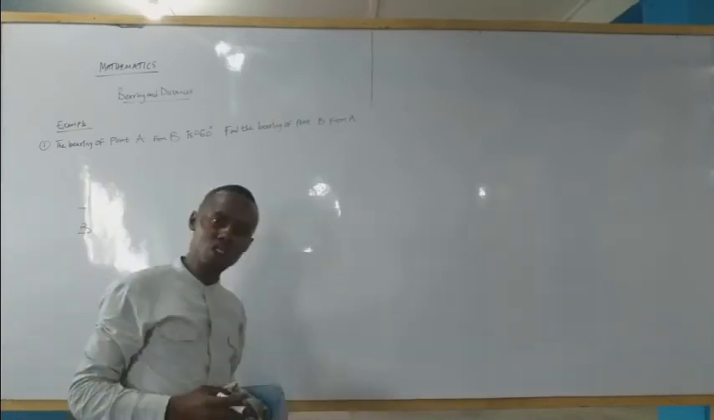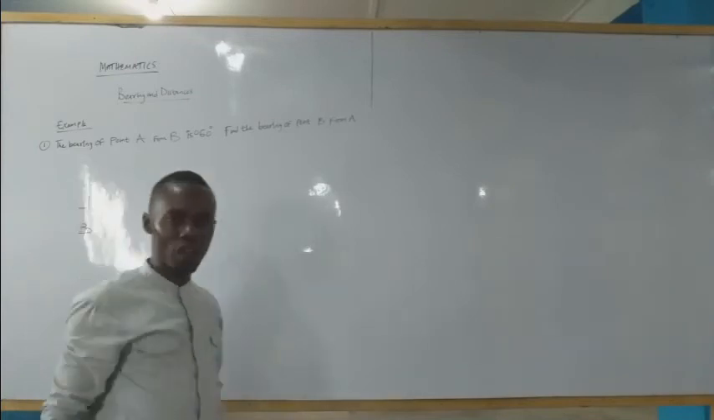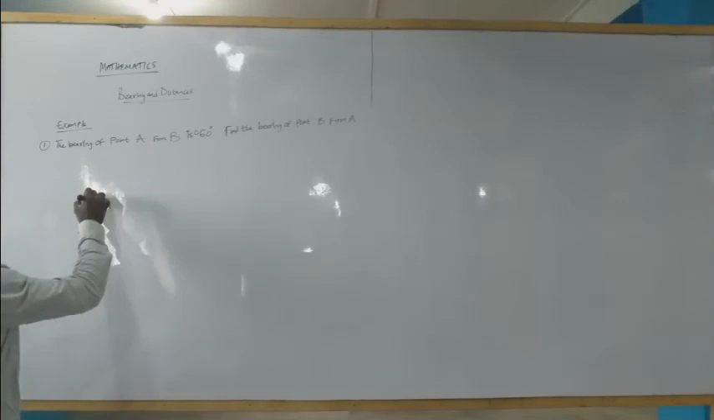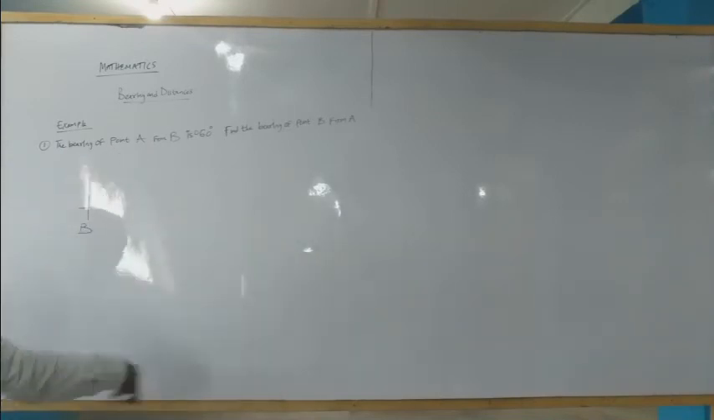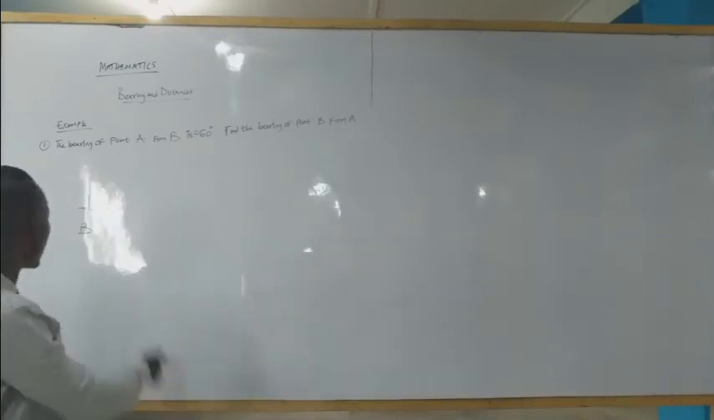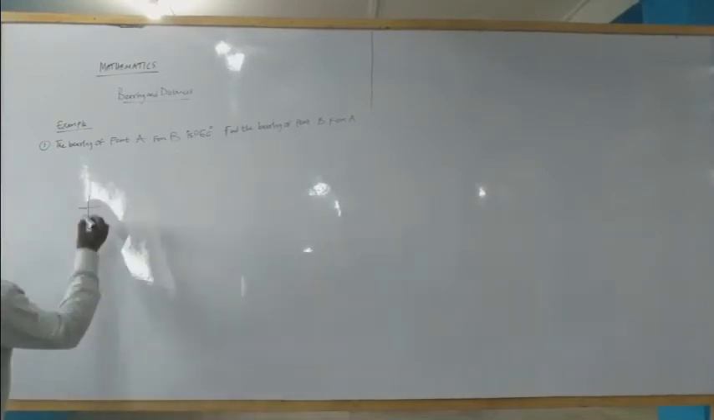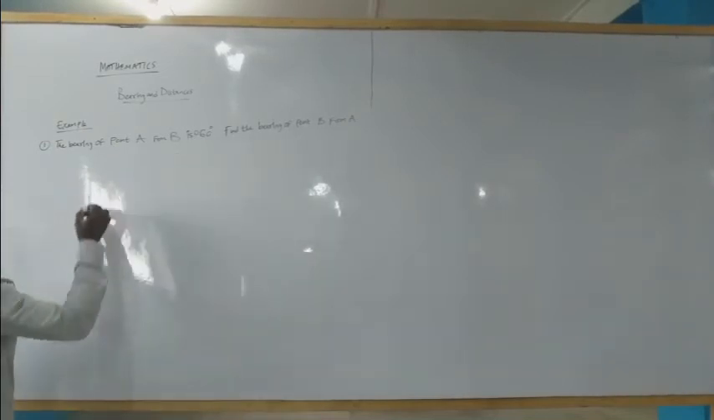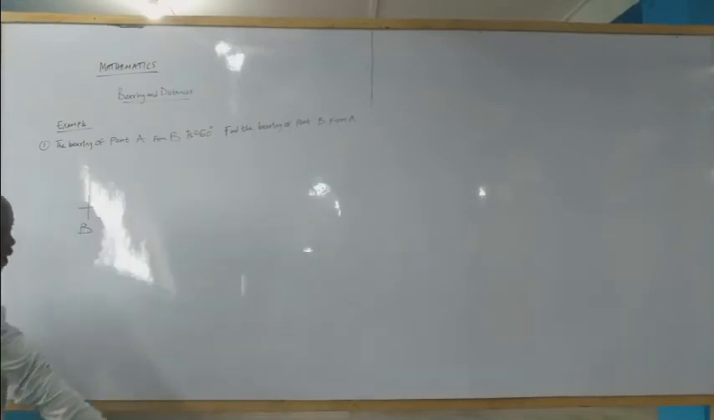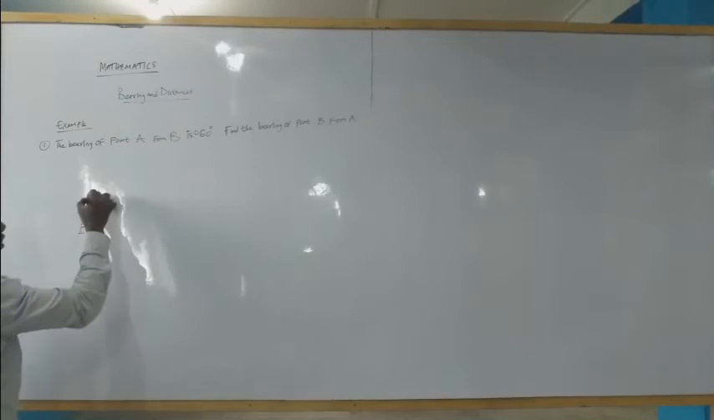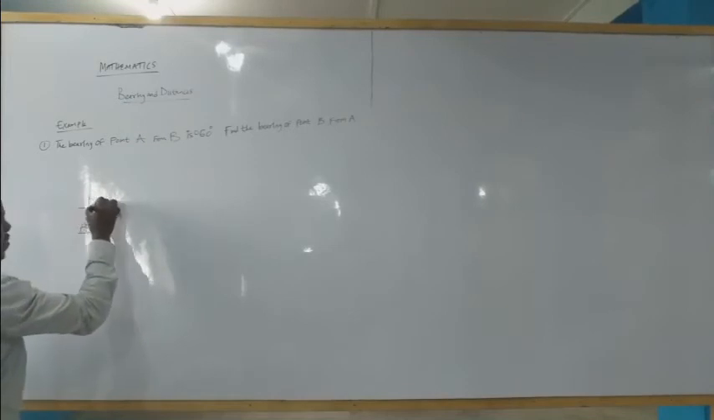And when you are measuring a bearing or direction, when you are using your 3 digits bearing, you will start from the North Pole and you move in a clockwise direction. The North Pole is here, and I will move in a clockwise direction. So from point B, they said the bearing is what? 60 degrees. So I start from the North Pole and I move in a clockwise direction. So 60 will be between 0 and 90. So here I have 60.